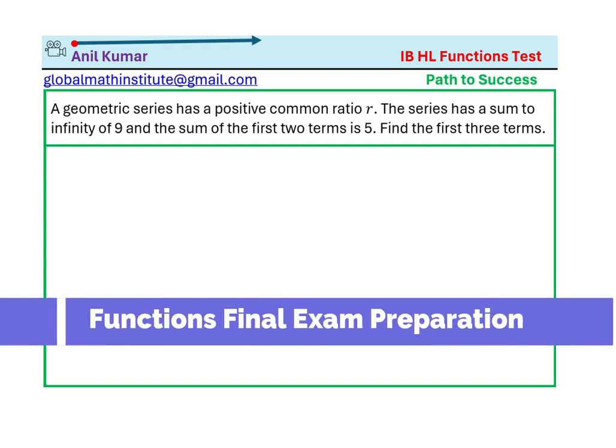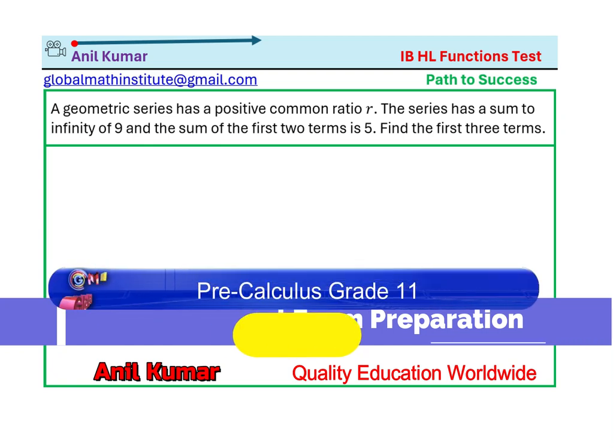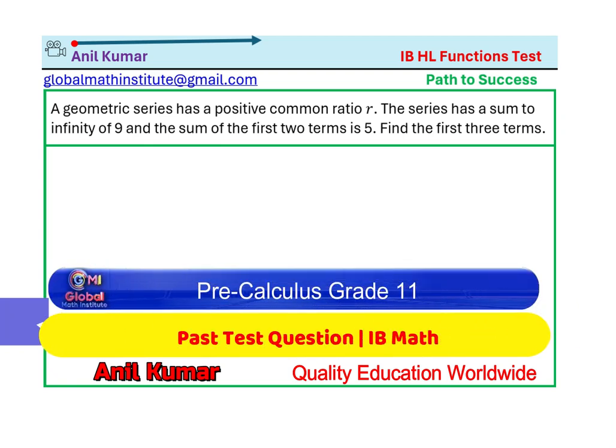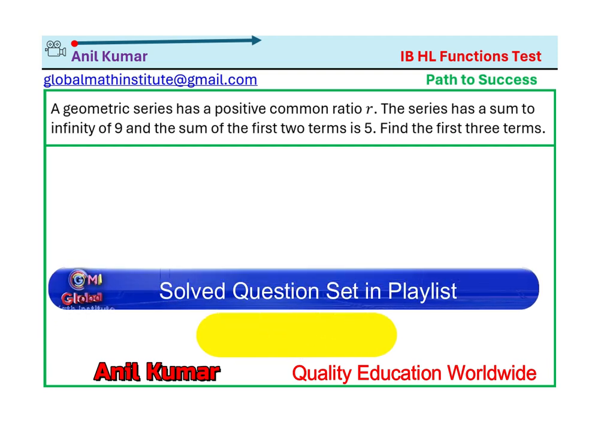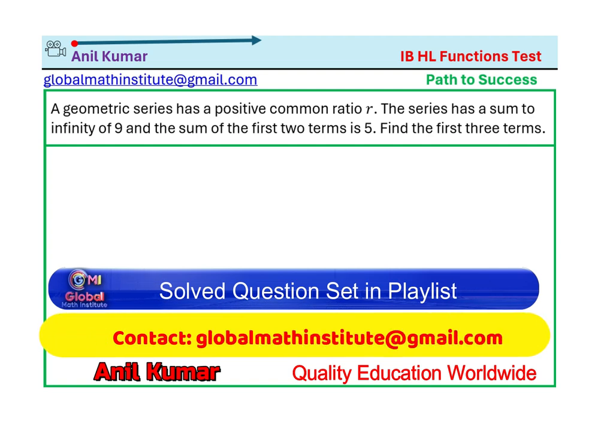Let us get ready for the final exam. Here is a brilliant question on functions, IBHL level. A geometric series has a positive common ratio R. This series has a sum to infinity of 9 and the sum of the first two terms is 5. Find the first three terms.